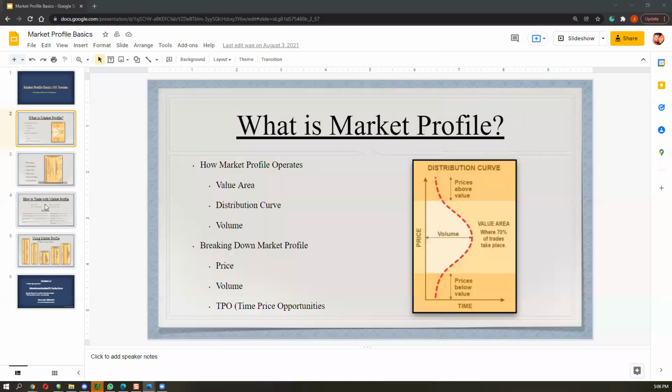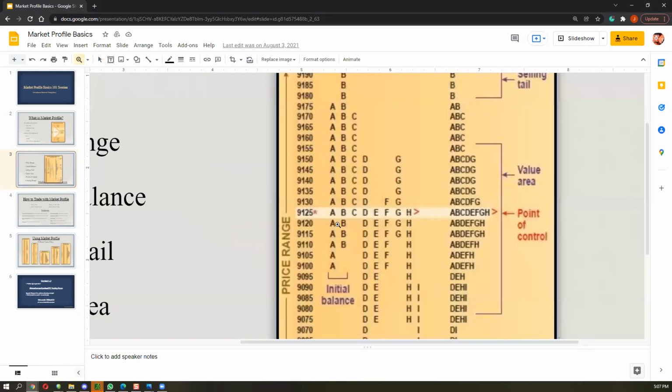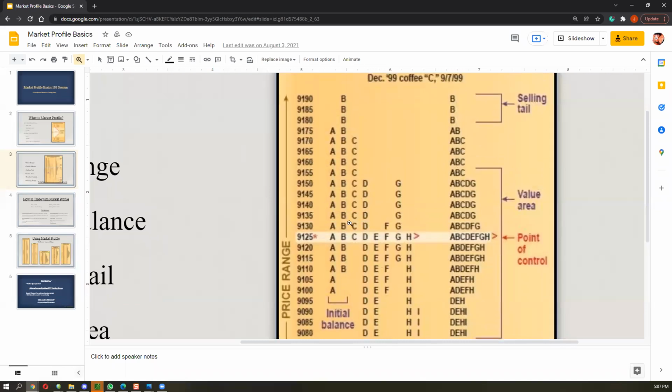So the profile basically breaks down the way price moves. For example, in this example, the market opened here at 9125 and went down to 9100. The next letter period opened and couldn't get down to 9100. So what we do is we use this to take trades. We do something called structure trading. We trade the structure of the profile.